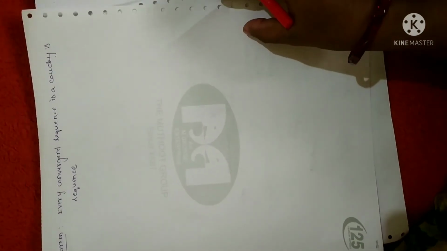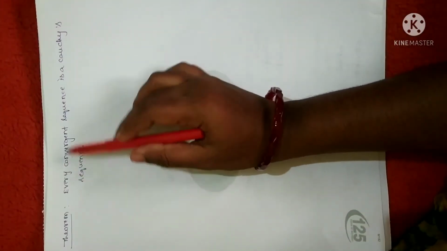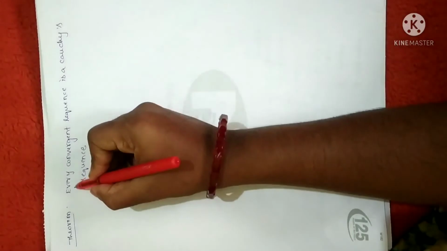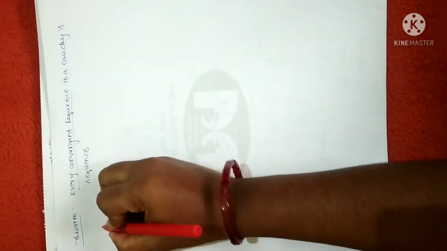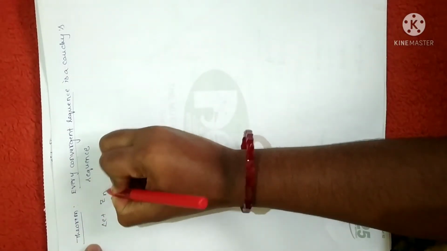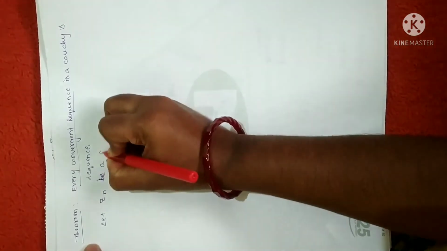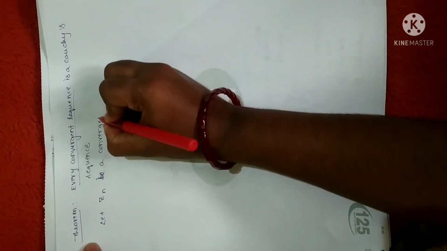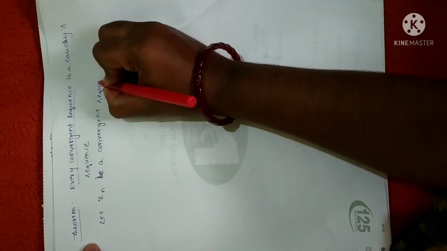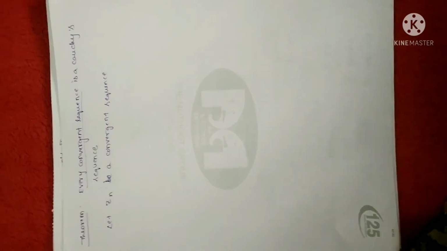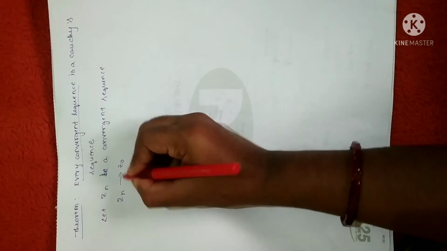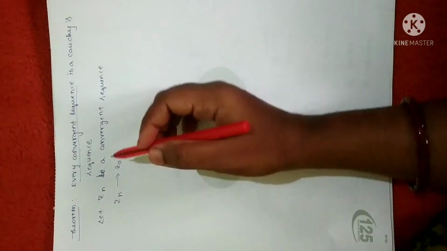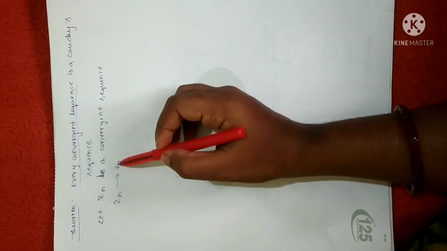Now what I'm going to do is take the statement: every convergent sequence is a Cauchy sequence. Let me take a sequence that is convergent and show that it is a Cauchy sequence. Fine. So let Z_n be a convergent sequence. When I say it is convergent, it should converge to a certain value, right? So let Z_n converge to Z_0. You have to write it in proper sentence format, but I am just explaining the concept.